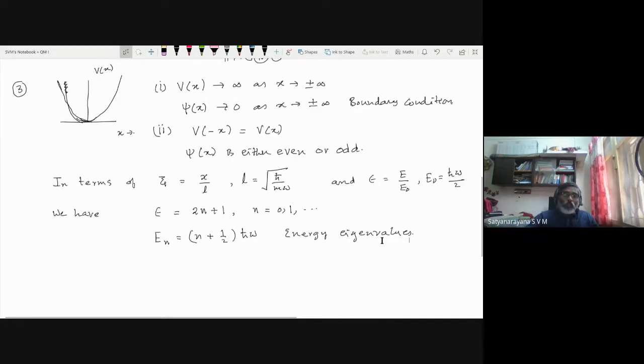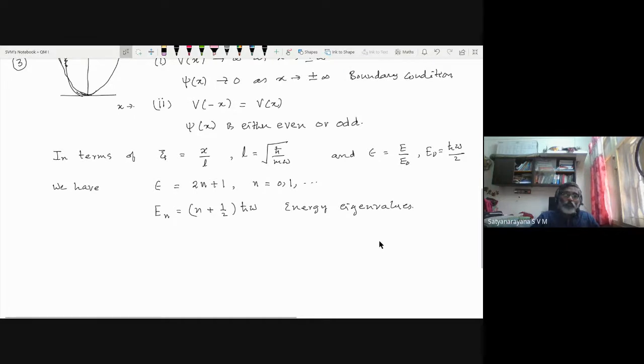And psi n of x is given by 1 by square root of 2 to the power n factorial n into root pi, into e to the power minus xi square by 2, into the Hermite polynomial Hn of xi. So this we have seen. These are Hermite polynomials.